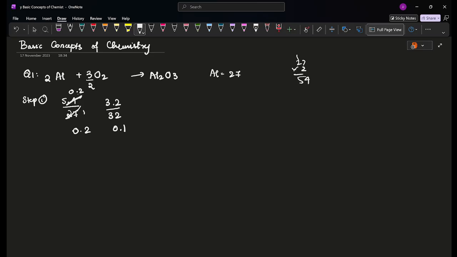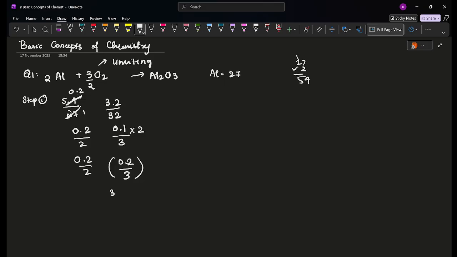And now what you do is with these moles, you're going to divide them by the stoichiometric coefficient. It's going to be 0.2 by 2 and 0.1 by 3. So definitely this one is a limiting reagent. Therefore, oxygen is limiting. And now it's time to find the number of moles of Al2O3.